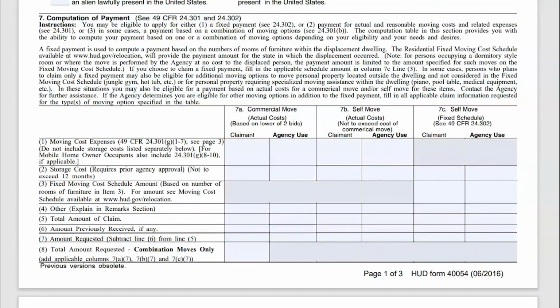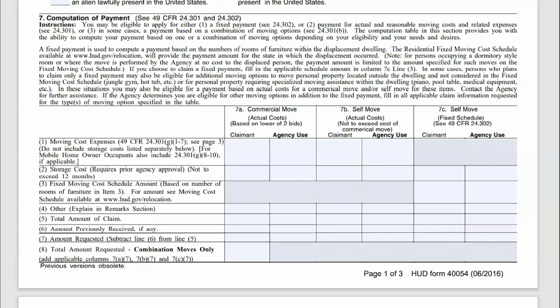Number 7 is where the claimant will input expenses to compute the eligible payment. The claimant may be eligible to apply for either 1, a fixed payment, or 2, payment for actual and reasonable moving costs and related expenses, or 3, in some cases, a payment based on a combination of moving options. The computation table in this section provides the claimant with the ability to compute their payment based on one or a combination of moving options, depending on their eligibility, needs, and desires.